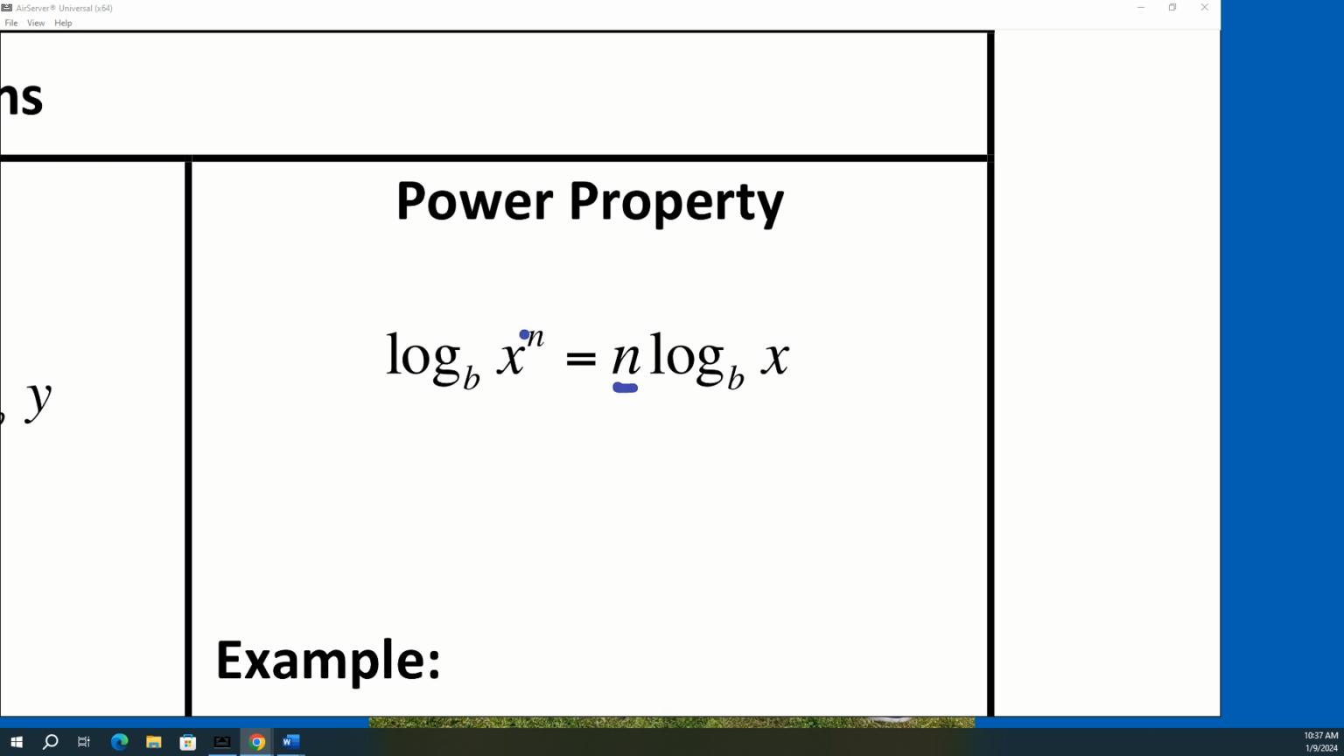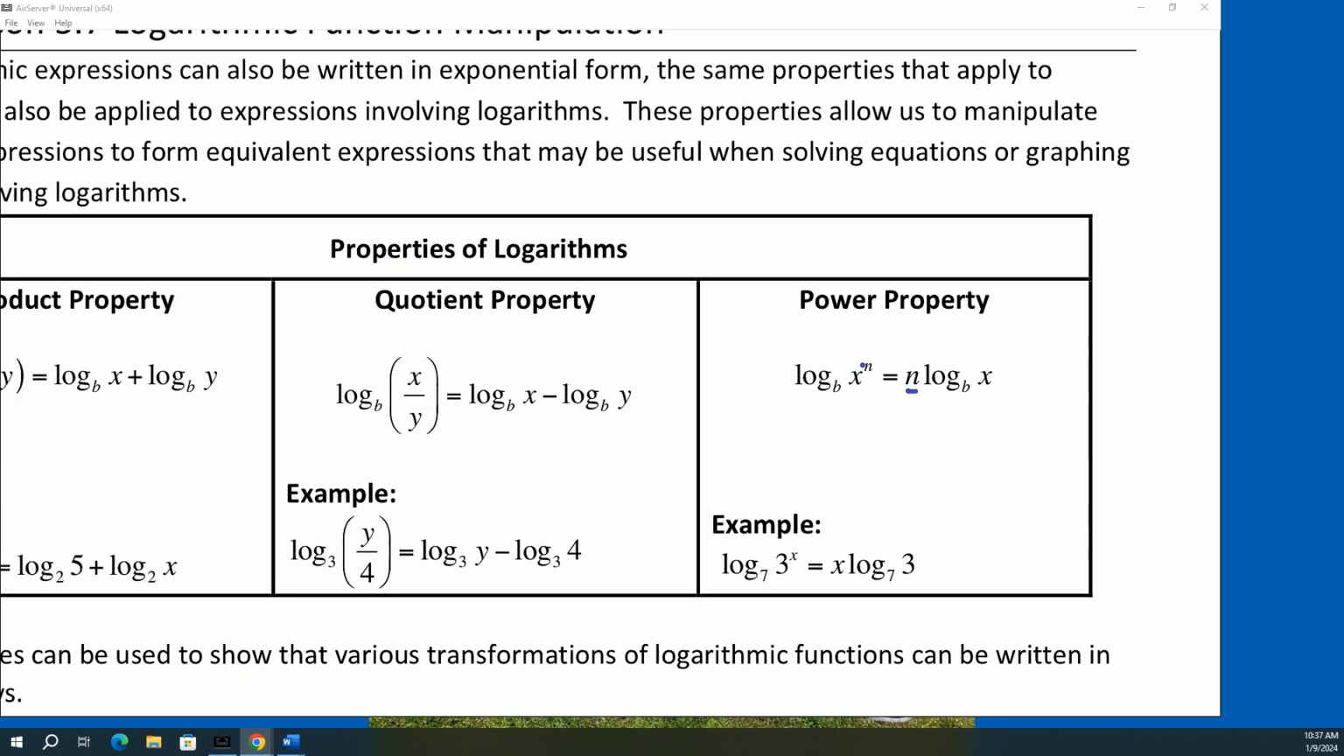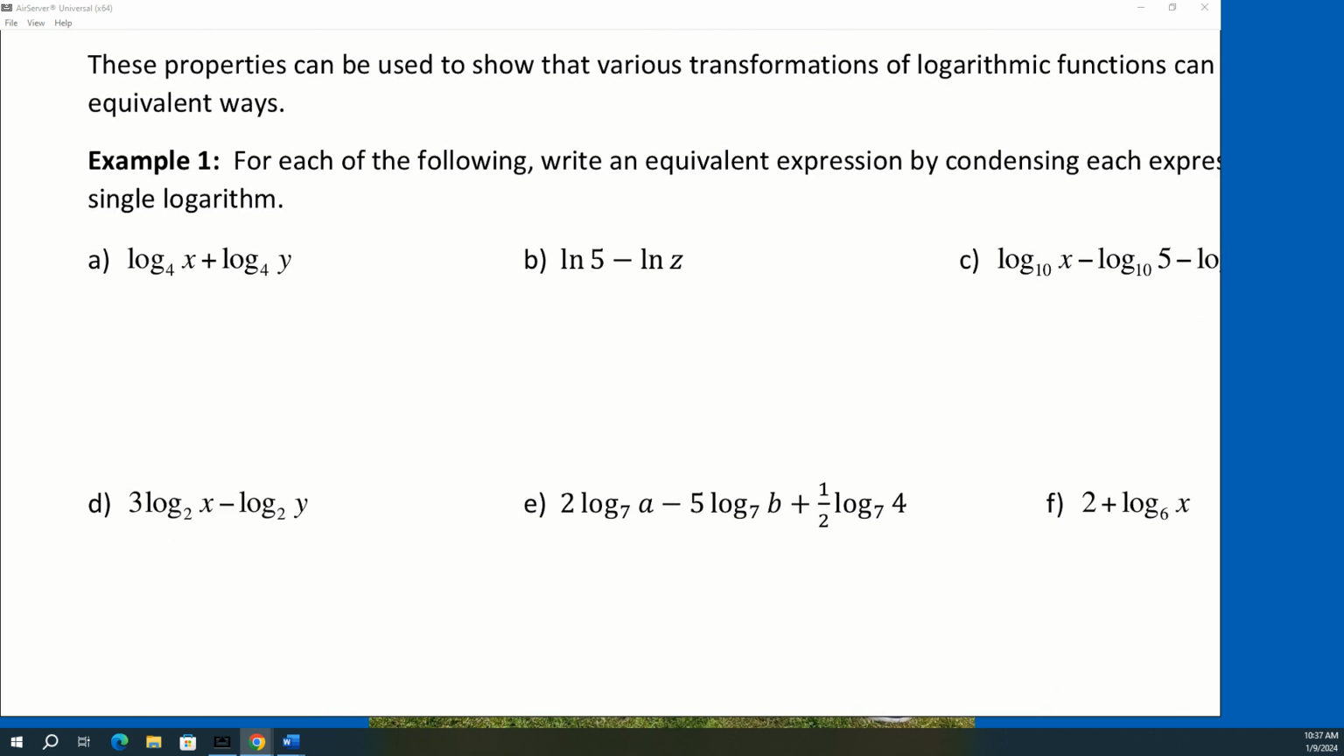Right, and these properties go both ways. Most of the time, we're going to use these properties in reverse. So it's more beneficial to us to write multiple logarithms as one logarithm, which is what we're going to do in example 1.